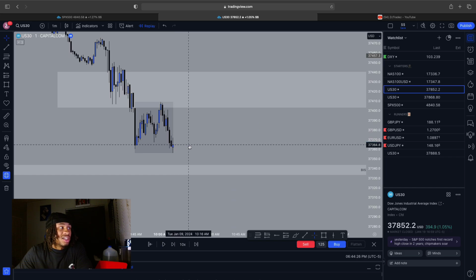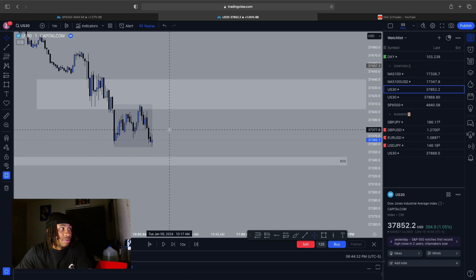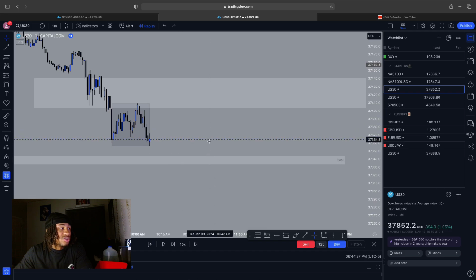This is ugly. I ain't gonna lie, this is ugly, and we're very early in the session. This could be a possible sell. This tapping into this could be a possible sell into this BISI, but because of the risk to reward, it's less than a 1 to 2. I wouldn't even take it.